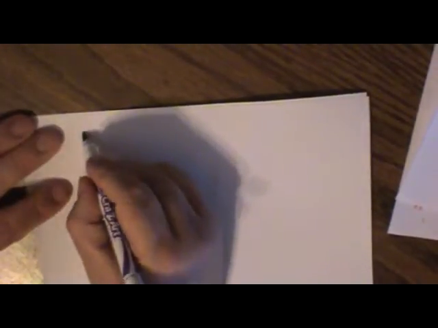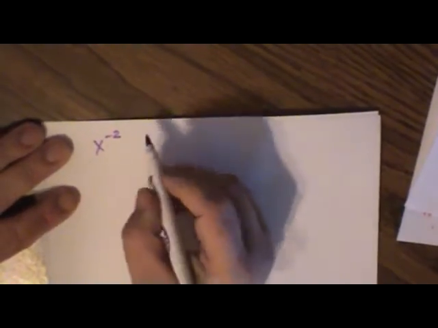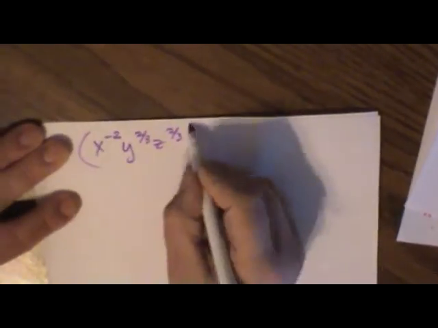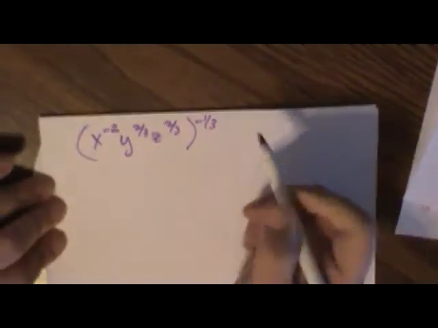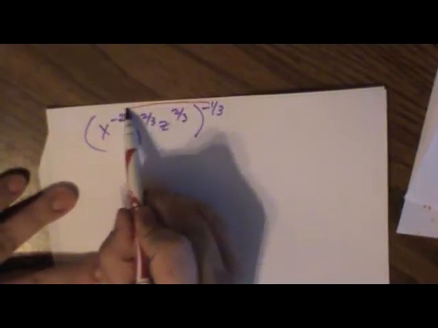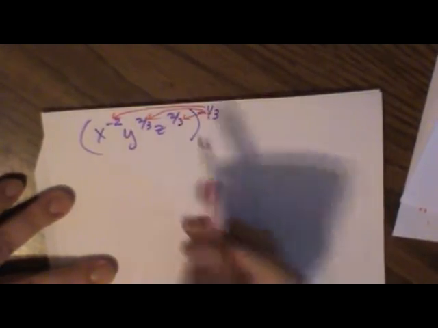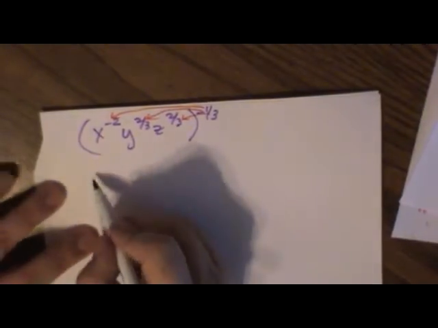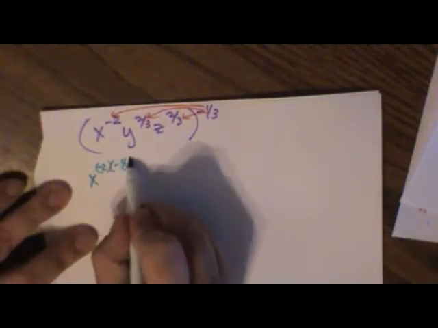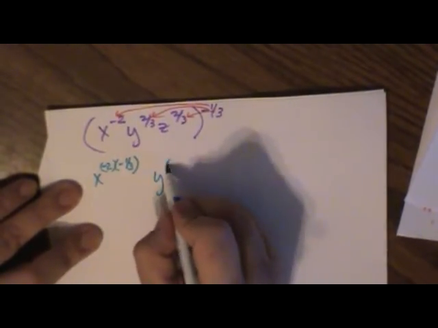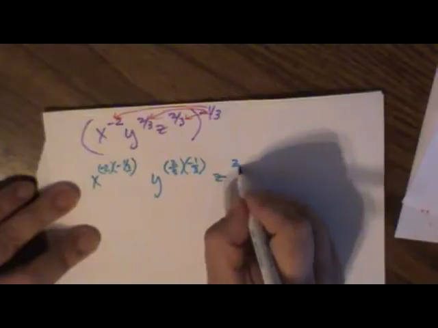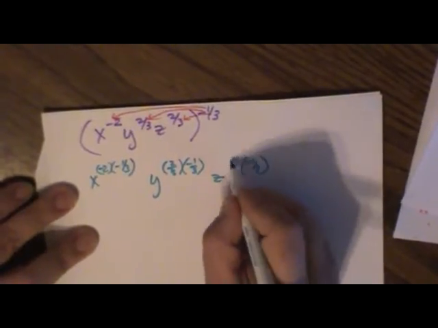Okay, let's do one more just to make sure we've got it. y 2 over 3, z 2 over 3, and all of this is going to be taken to the negative 1/3 power. Little complex. We're going to apply this exponent to each one of these, multiplying it through. So we get x times the negative 2, and that's times negative 1/3. And we have y 2/3 power times negative 1/3. Then we have z 2/3 power times negative 1/3 power.